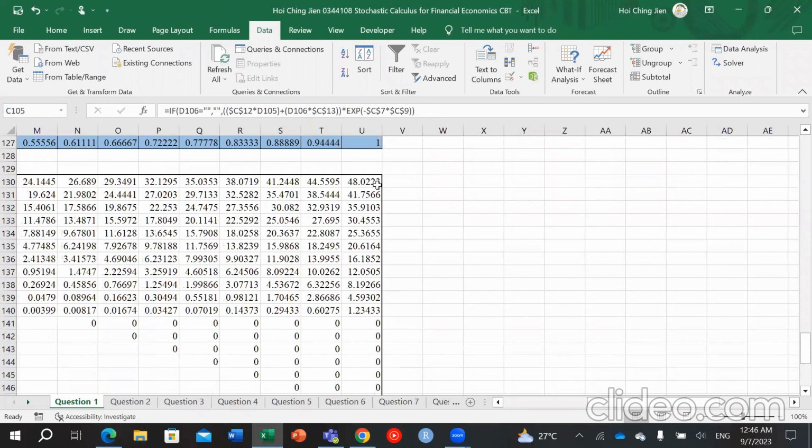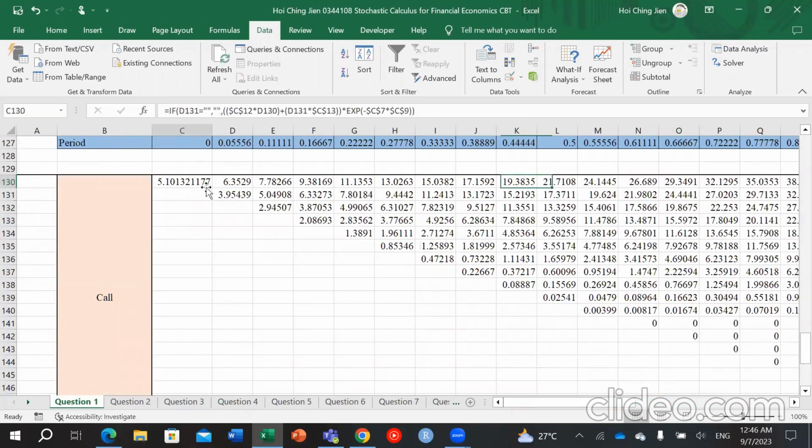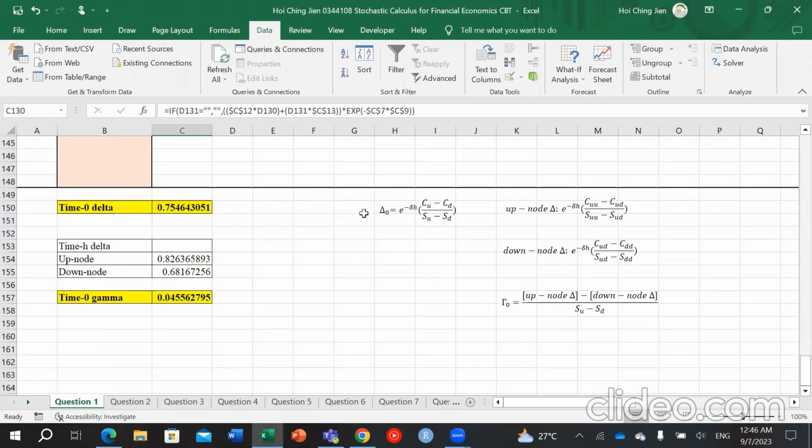For the last part is ST minus K, and discounting back, we get this value. For time 0 delta, following this formula, exponential power minus delta H, Cu minus Cd over Su minus Sd. After inserting the function, we got the value 0.754643051.